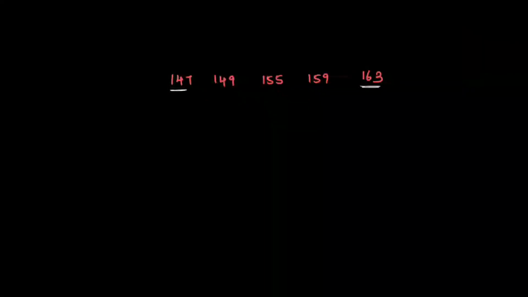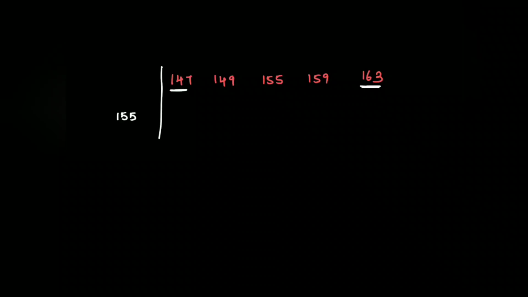Preferably take the middle value. So in this case I am taking 155. Subtract this 155 from each and every observation. The difference that you get, we call it a deviation. So 147, you subtract 155 from 147, it is minus 8. Subtract 155 from 149, it's going to be minus 6. In the same way you find the deviations: it is 0, now this is 4, and now this one is 8 here.